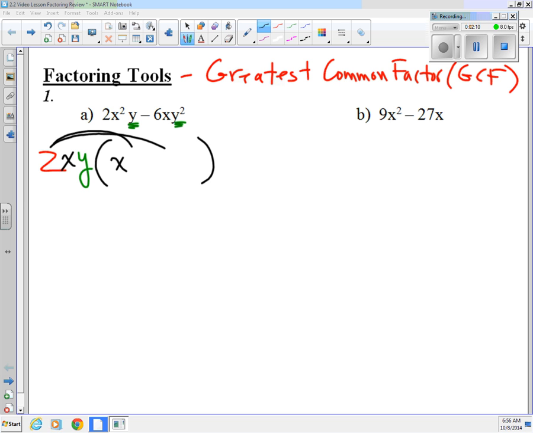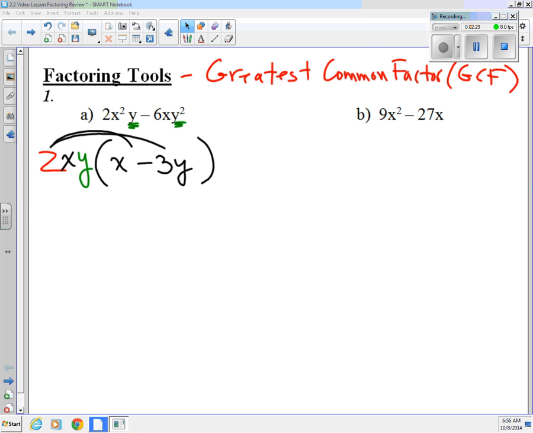Then I'm going to decide, I'm subtracting here. 2xy times what gives you 6xy squared? Well, 2 times 3 gives you 6. x times 1 gives you x, so I don't need to put an x inside the parentheses. And y times y gives you y squared. That's one way to do it.